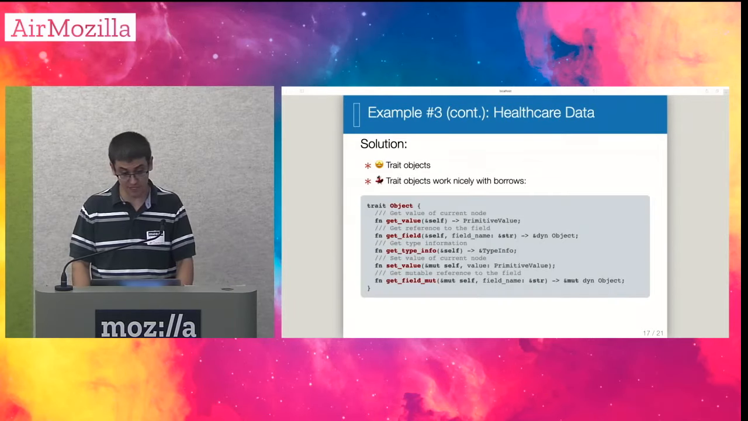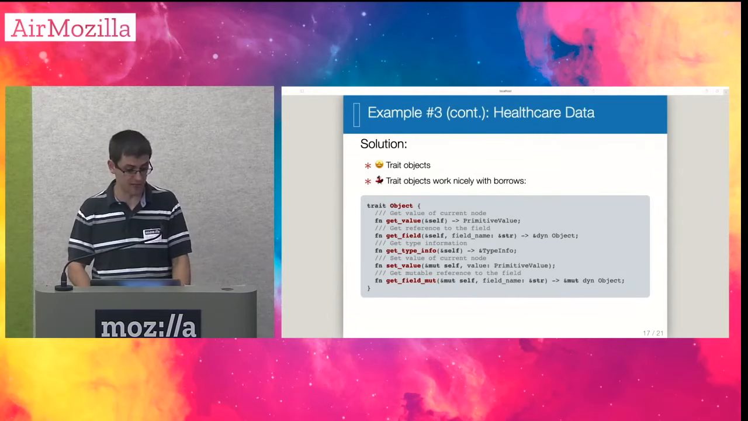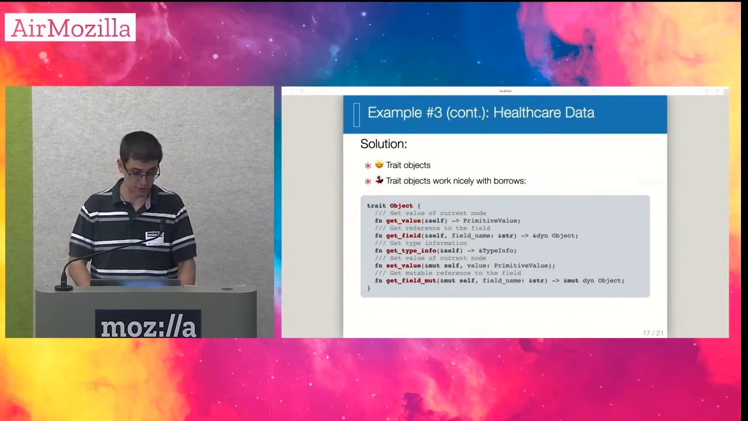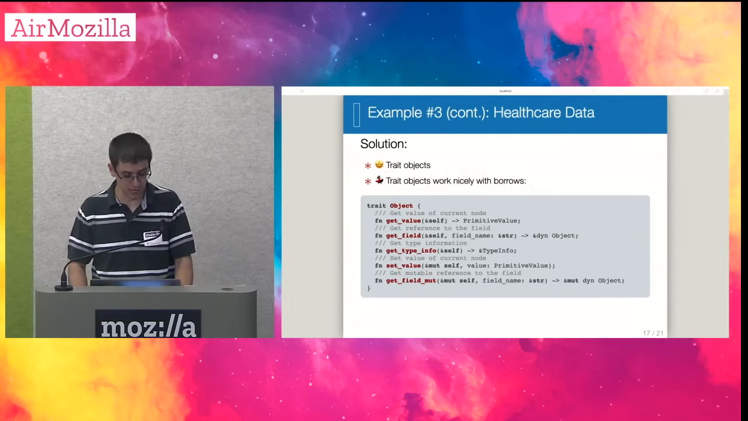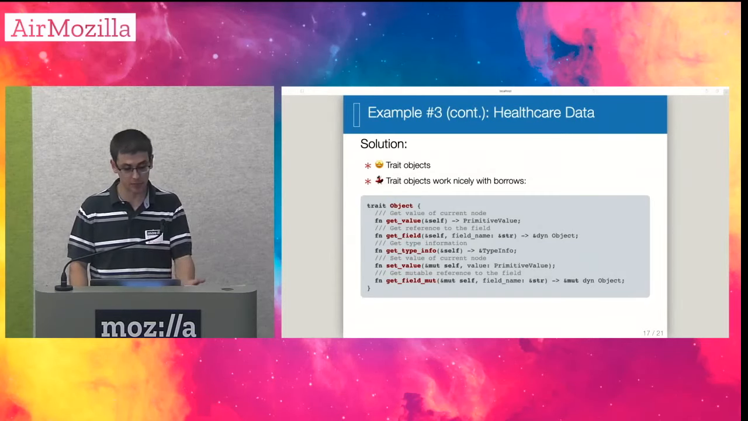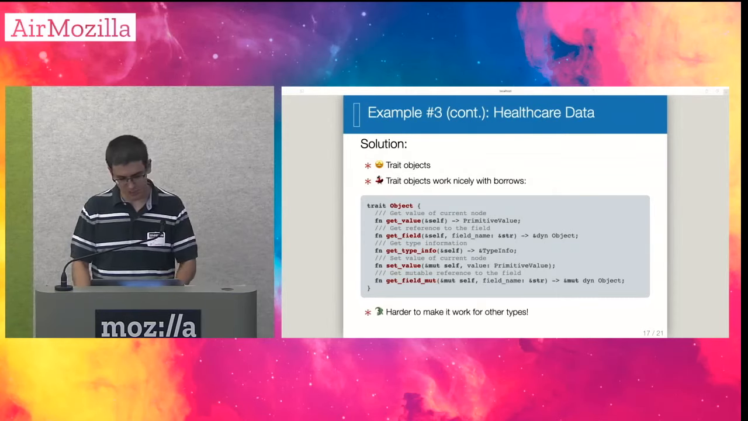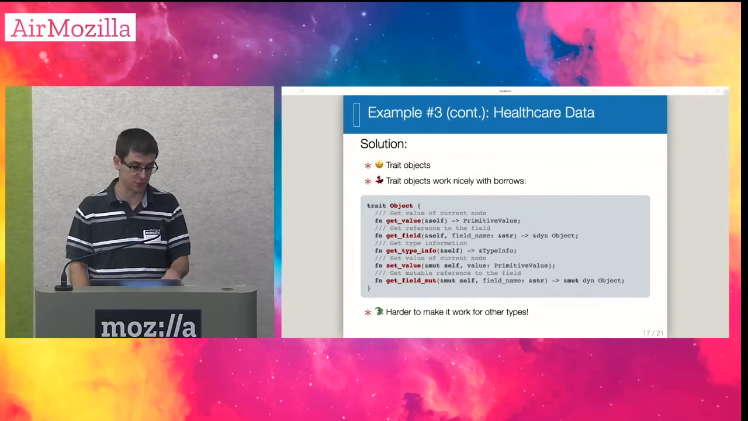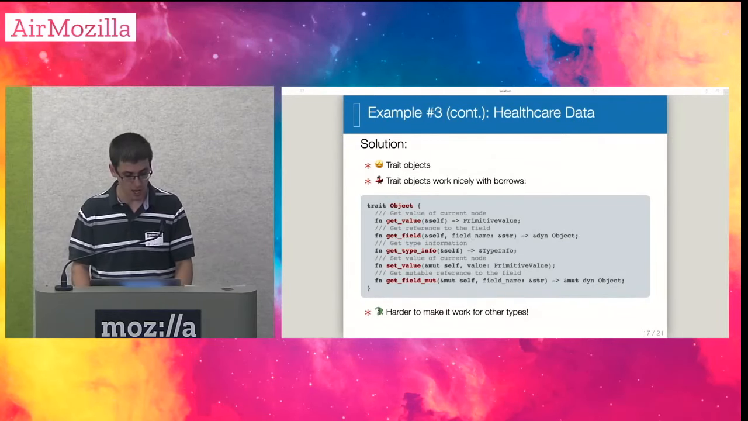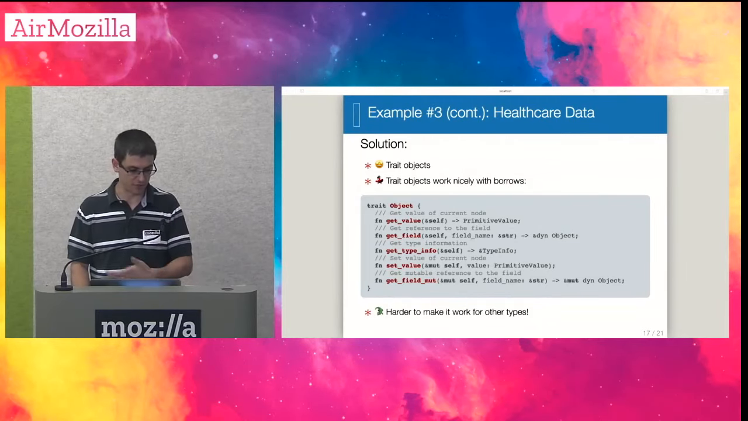And trait objects, as a side effect, work very nicely with borrowing. So you can even have this mutable access. If you have this getFieldMut, which takes self by mut, it can return a reference to this other object. And the borrow checker will make sure that while you're holding this borrow on the children, you cannot modify the parent. So everything works in a very natural way. But unfortunately, trait objects are harder to make work for other types. They work nicely for structs. If you generate a struct, you can just directly implement the trait objects, and the implementation is pretty straightforward. Whenever somebody asks for a field, you just return a reference to the field.